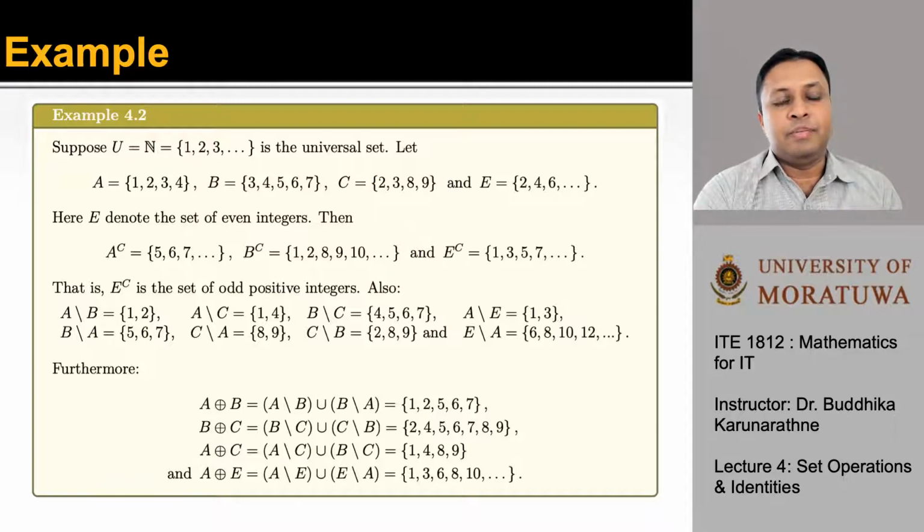So that is the complement of E, the set of odd positive integers in this case. You can also derive the set differences. The difference of A and B is {1, 2}, A and C is {1, 4}, and B and C is {4, 5, 6, 7, and so on}. And you can also infer the values for other differences that are given in the example.